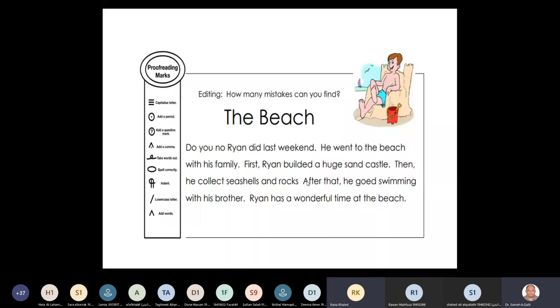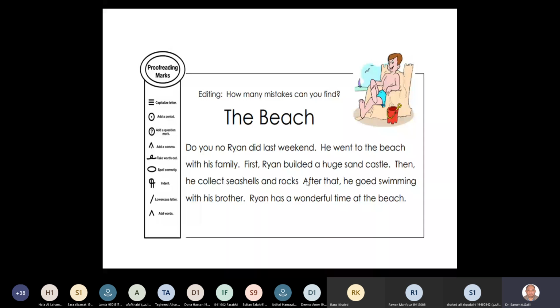The last line. Okay. With his brother. What's the problem with that? You must put a comma, not. Where? Doctor, I'm sorry, I can't find anything. Okay, thank you, Rana. No problem.